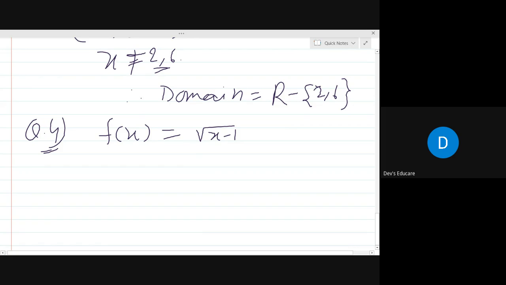So simply, we take the denominator cannot be equal to 0, and then we solve the denominator. Whatever values of x we get will be the exclusion of real numbers, the excluded values. Meaning we will have all other values except those values.